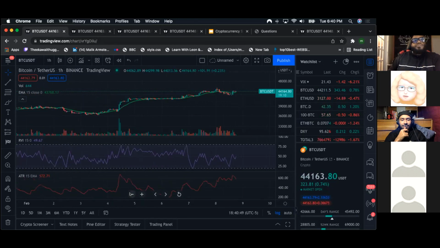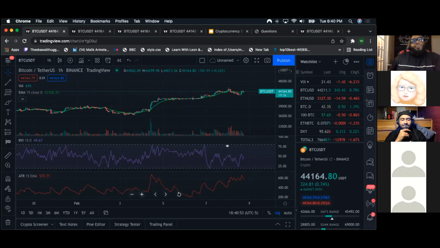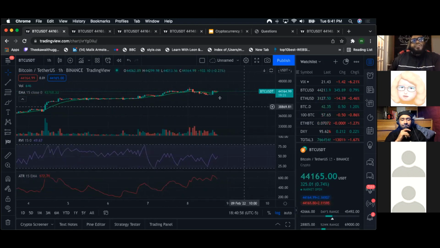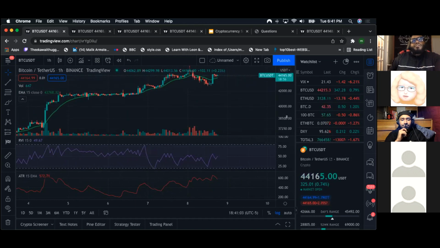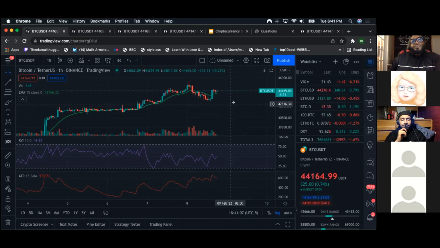Actually, let me show that up for you. So this is the 1 hour chart. Each of these candles represents 1 hour. I'll try to make this larger. Each of these candles represents 1 hour. Right now, I'm sorry, we have 19 minutes left in this hour candle right here.